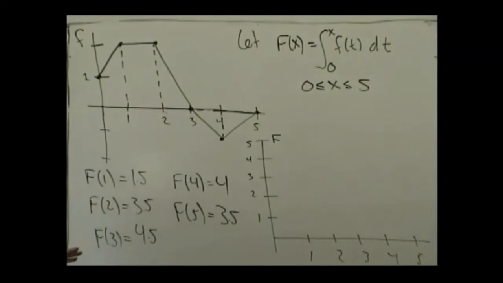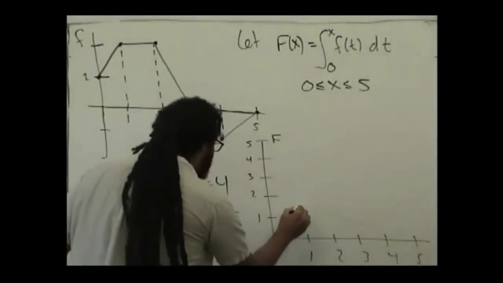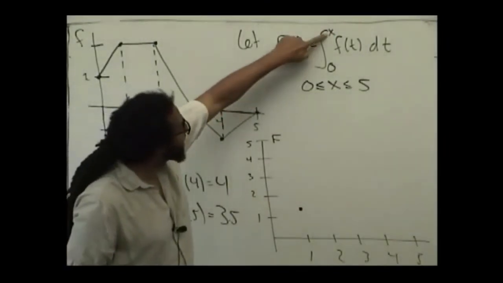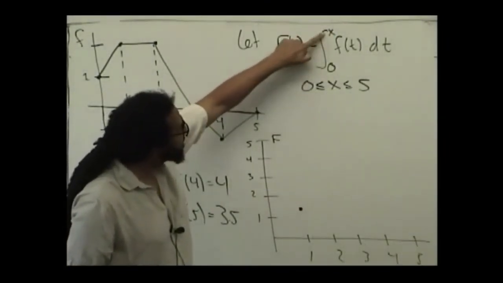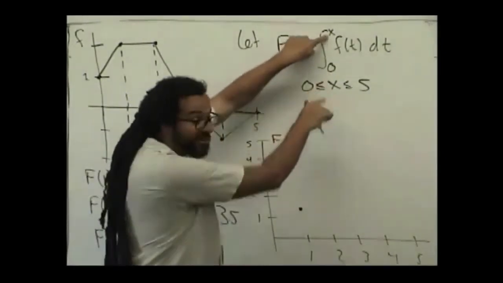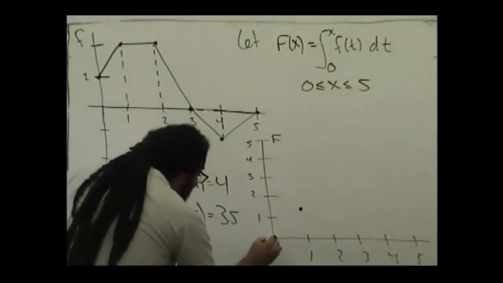So now let's see what this looks like. So capital F of 1 is 1.5. Well, first of all, what's capital F of 0? When I let x be equal to 0, the integral from 0 to 0, that's 0. Remember, when the limits of integration are the same, you get 0 area. So there's one good point.